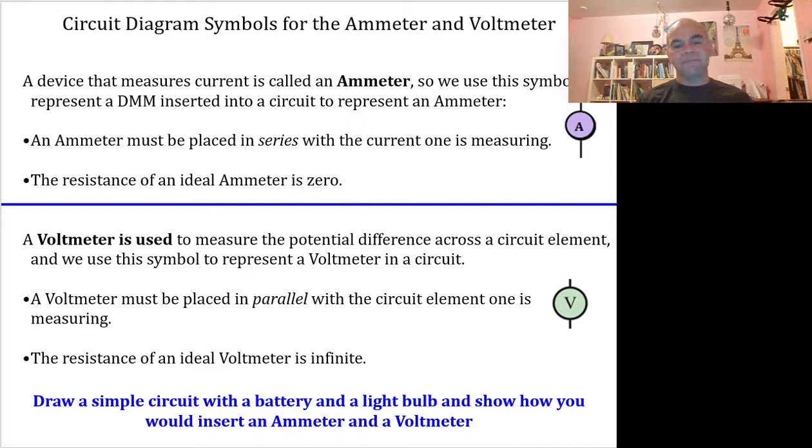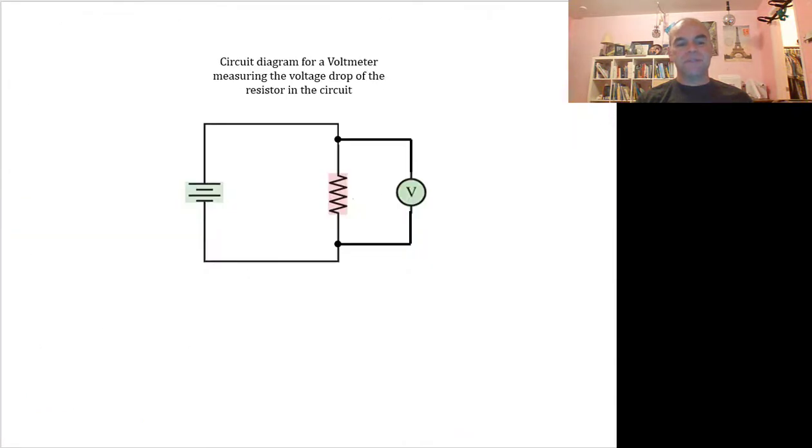If I were to draw a simple circuit that has a battery and a light bulb, I can show you how we would connect a voltmeter to it. In this case it's not a battery and a light bulb, it's a battery and a resistor. The voltmeter would be placed in parallel with the resistor. If I were to measure current, the ammeter would be placed in the wire right here. We'll do examples of that later.